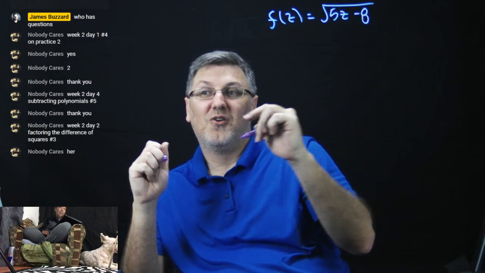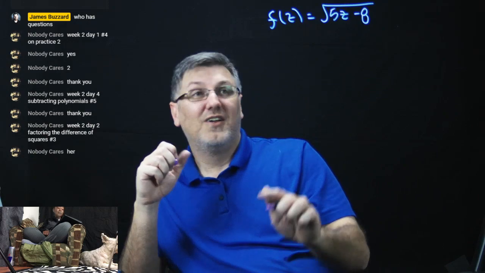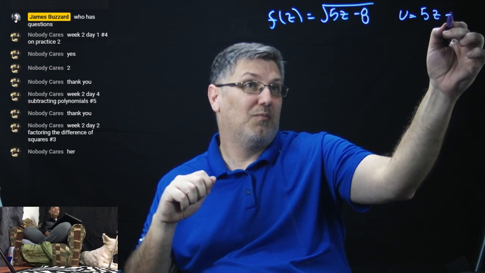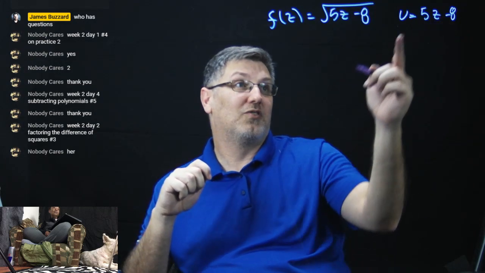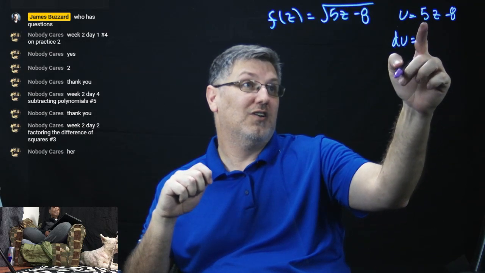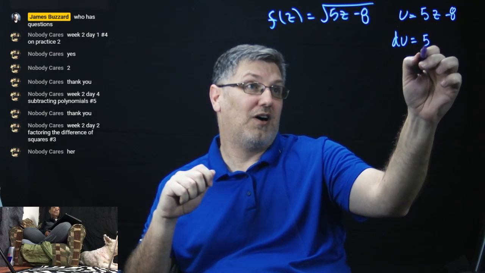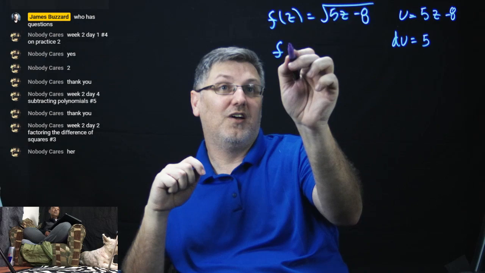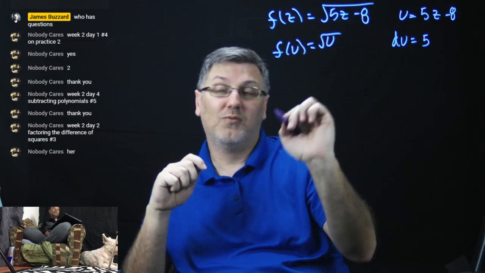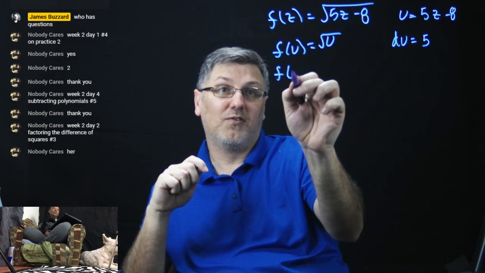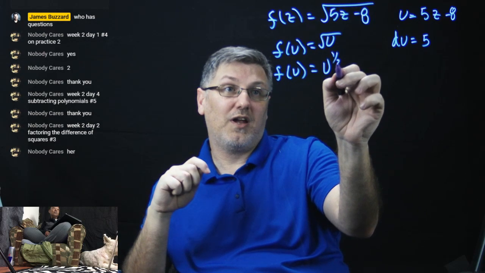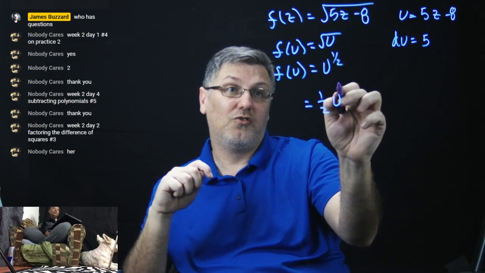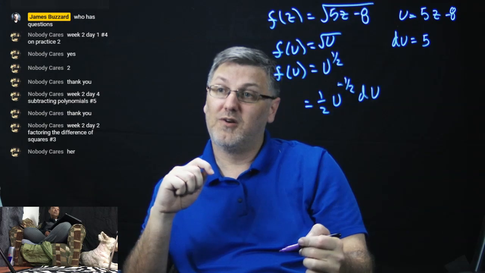To find the derivative, watch how easy this is after I learn u substitution. I'm going to say u equals 5z minus 8, right? I'm going to take the derivative of that. So my du is just simply 5, right? So I'm going to rewrite this in terms of u, and I want to say f of u equals the square root of u. Now, to take the derivative, I'm going to do u to the 1/2 power. I want to pull it down, and I want to have 1/2 u to the negative 1/2 du, right?